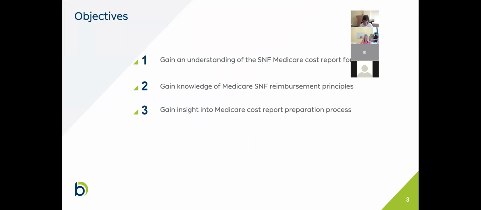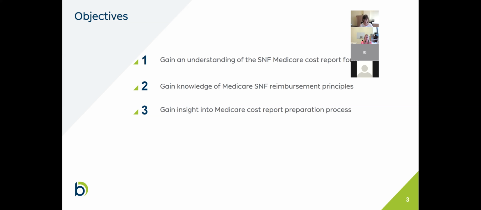So the objectives for our session today is number one, to gain a working understanding of the SNF Medicare cost report. We're going to talk to you about how the Medicare cost report flows, from beginning to end, and what information goes in there. But we're also trying to help you with what you do and how your work impacts the Medicare cost report, and how you can perhaps be more efficient or effective in gathering the information you need in order to prepare the Medicare cost report.